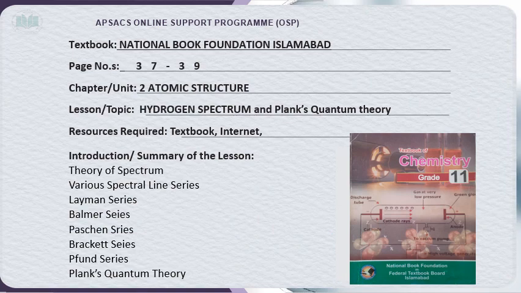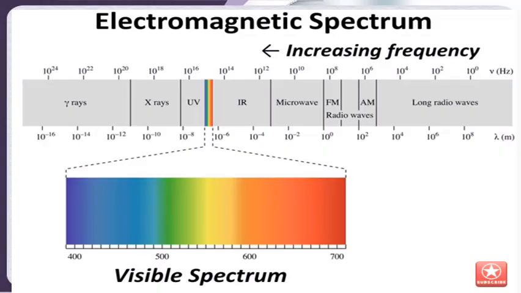Assalamu alaikum students. In today's lecture, we will learn about hydrogen spectrum and Planck's quantum theory. Hydrogen spectrum will involve further the different spectral lines, that is Lyman series, Balmer series, Paschen, Brackett and Pfund series. Okay. Now here the next comes.